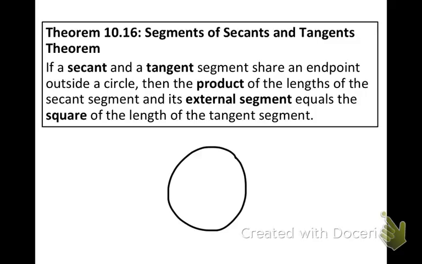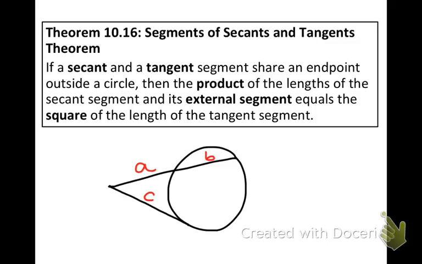Okay, so in our diagram, let's make a secant segment. From that same endpoint, let's make a tangent segment. All right, let's do some labeling. So I'm going to make the external part of the secant A, internal is going to be B, and the tangent only has an external. I'm going to make that C.